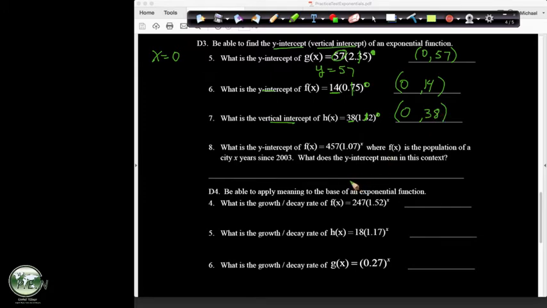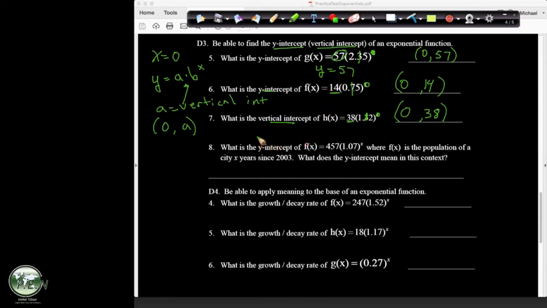Okay? So far so good? And again, if it's not real clear, go ahead and plug it in and you'll see. Remember, we looked at exponential equations, y equals a times b to the x. We said that this value of a is always the vertical intercept. The vertical intercept is always going to be (0, a). So we're just looking for the value of a. It's the number in front.